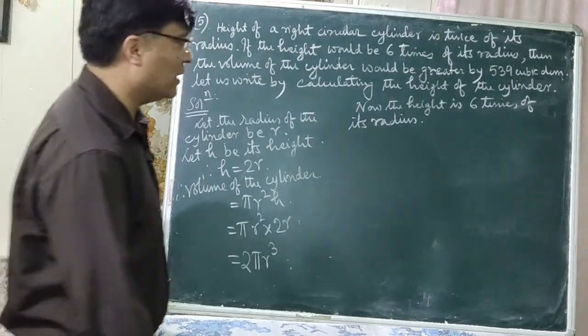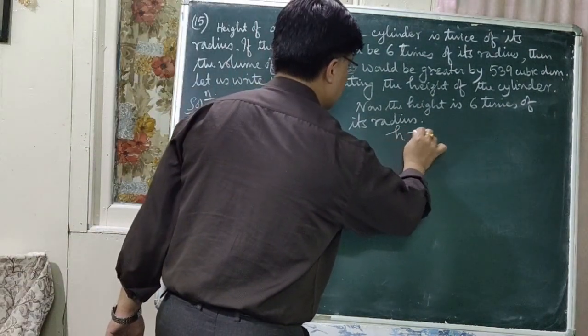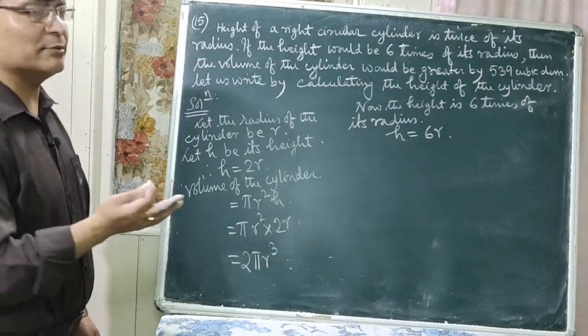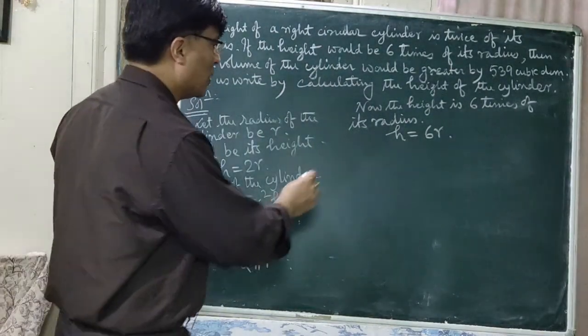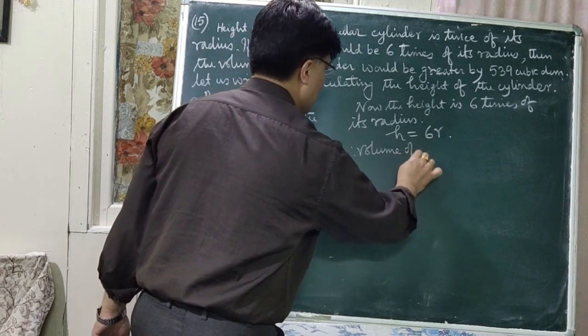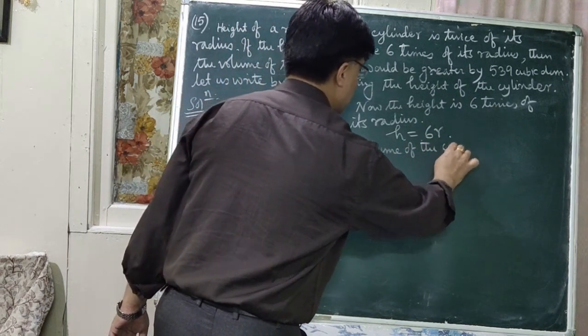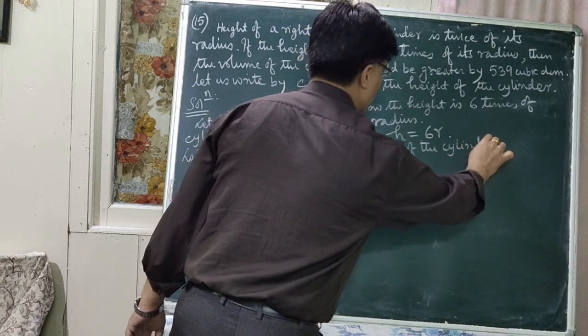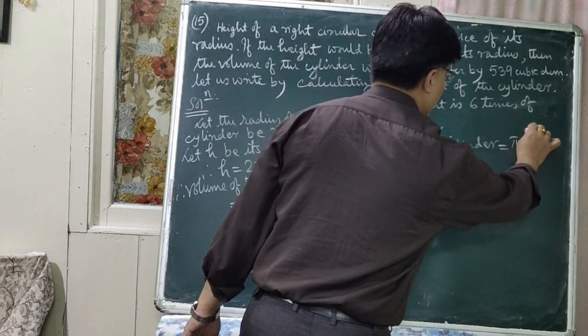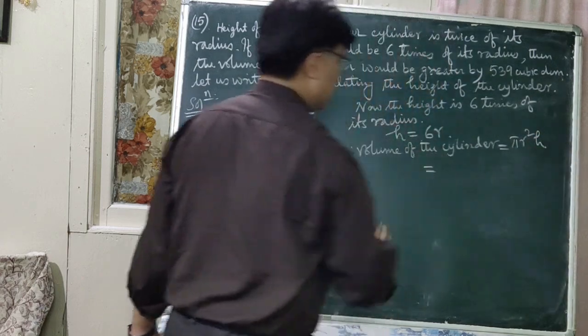6 times its radius. Now the height becomes 6R, which is 6 times the radius. So what is the volume now? Therefore, the volume of the cylinder. What is the formula for the volume of a cylinder? It is pi r square h. You know the formula, right?